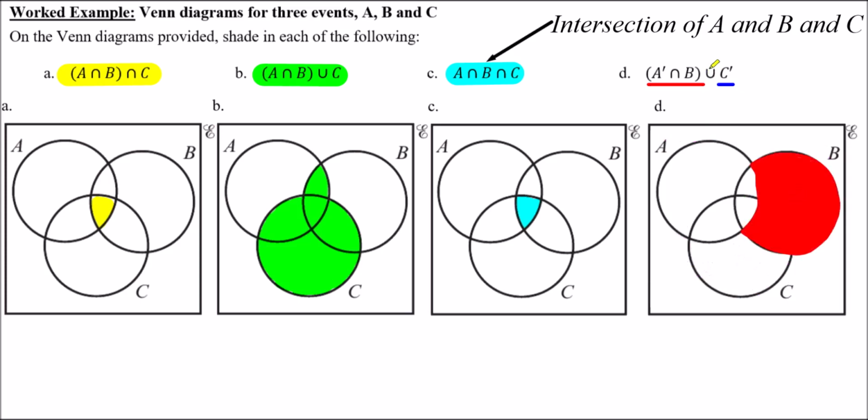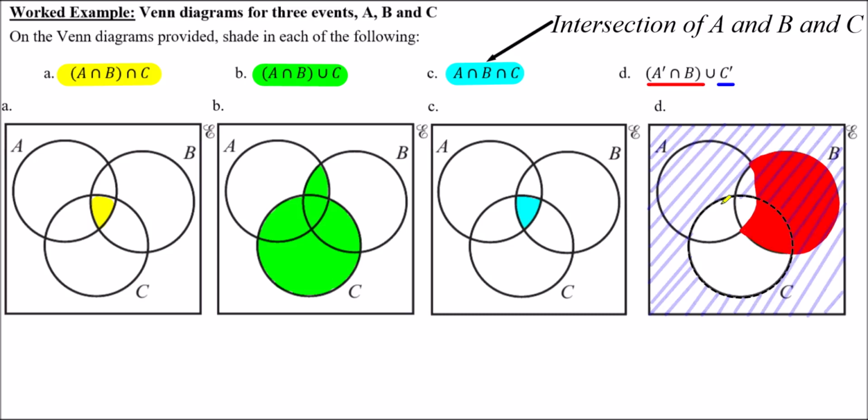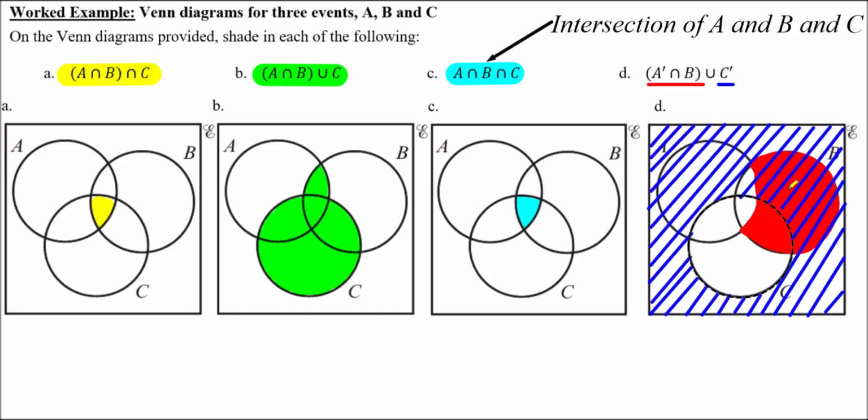And then we're going to unify this with C dashed. Now C dashed means everything apart from circle C. So I'm going to shade in blue diagonal lines everything outside of circle C, so we get something that looks like this. Now because I'm unifying both regions, it's where we have either solid red, diagonal blue, or both. So the only thing we don't include is where there's complete white.